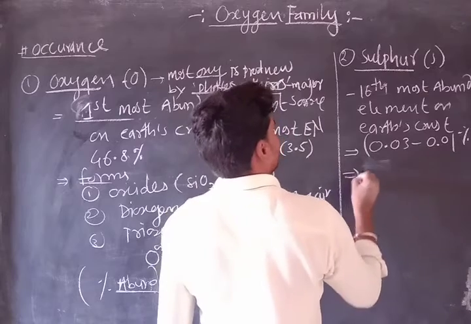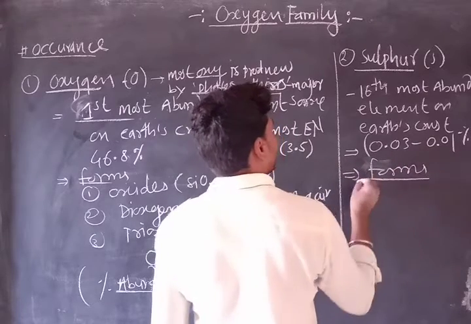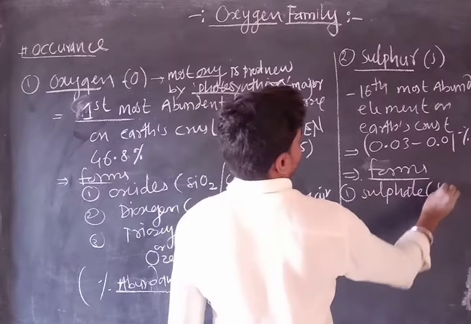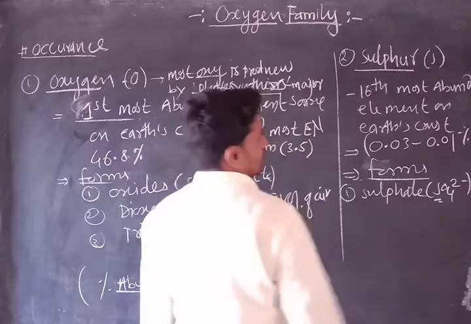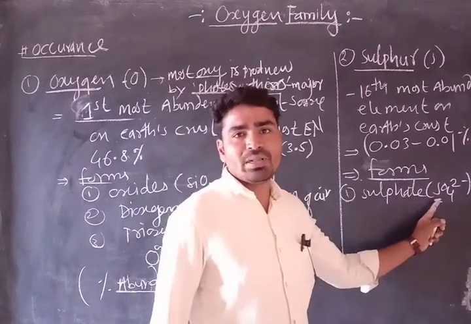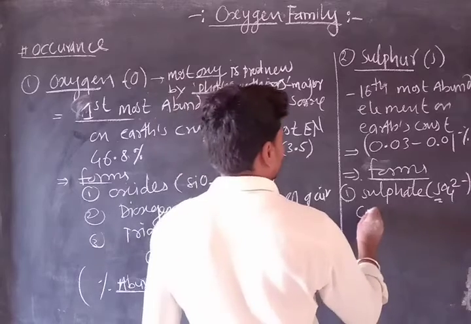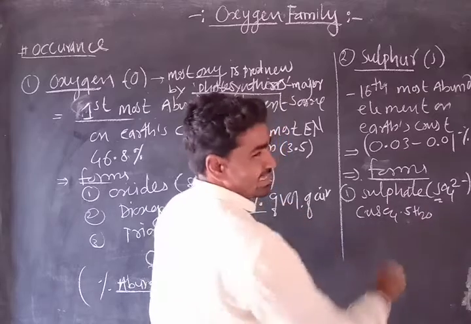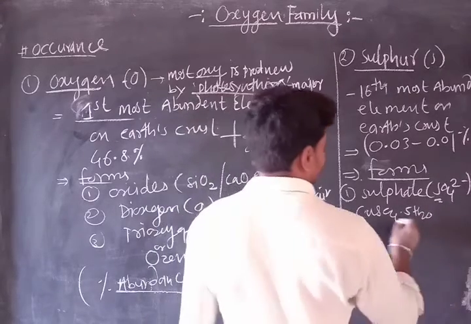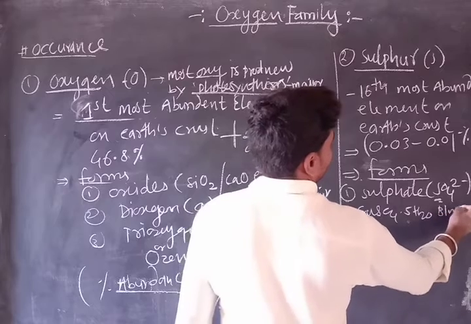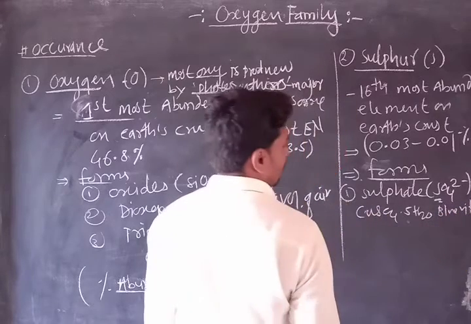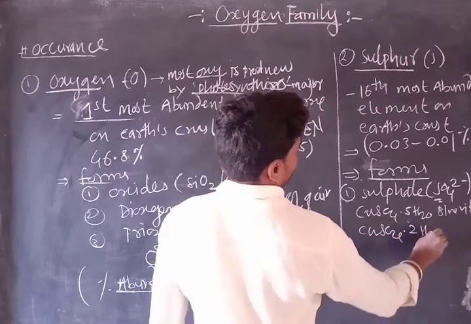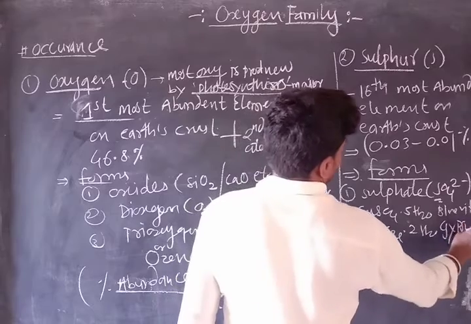It is majorly found in different forms. First, it is generally found in the form of sulfate, that is SO4 2-. Sulfates are found, for example, copper sulfate pentahydrate, CuSO4.5H2O, which is also called blue vitriol. After that we have calcium sulfate dihydrate, CaSO4.2H2O, which is simply called gypsum.